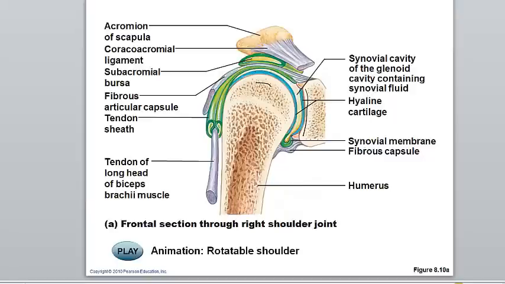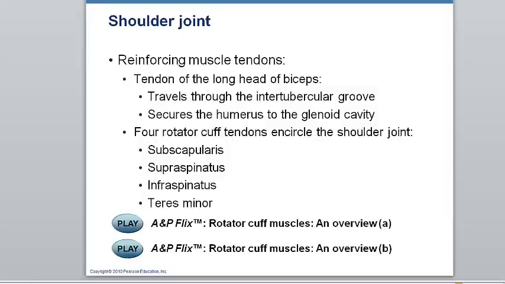It doesn't even cover the entire head of the humerus. This makes sure that we are able to move our arm freely. Because we have so much freedom, the stability is compromised in this particular joint, your shoulder joint. So what does it require to make sure that it is at least somewhat stable? To make it somewhat stable, it has a lot of reinforcement going on.